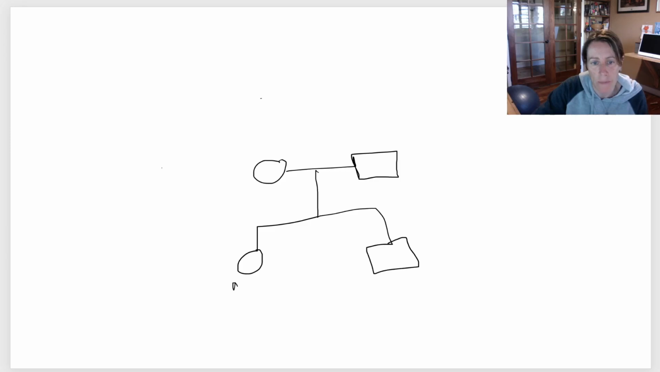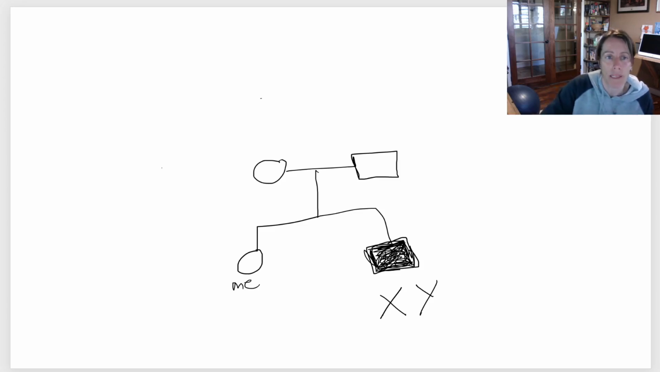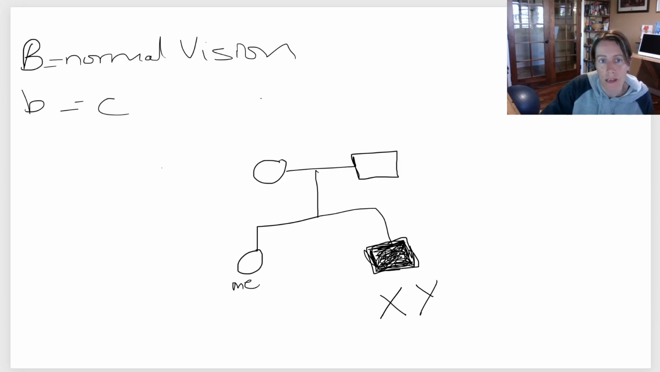All right, so this is me. Now, I'm a circle. I'm a female here, you can tell, and I'm going to tell you my brother is red-green colorblind. So I'm going to color him in because that's what you do when someone is a sufferer of a condition. For this, we're going to say my brother is a sufferer. All right, so we know for a start that my brother is male, so we can say X, Y. And over here, I'm going to pick a little key. We're going to say big B is normal vision, and little b is colorblind.